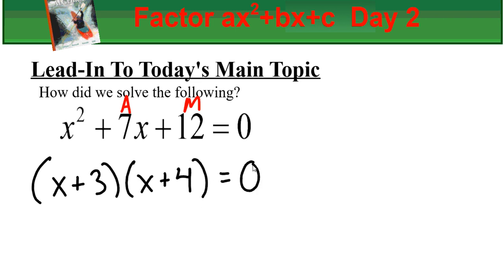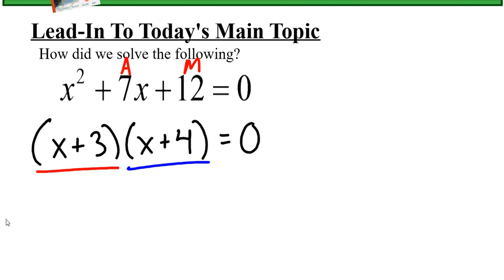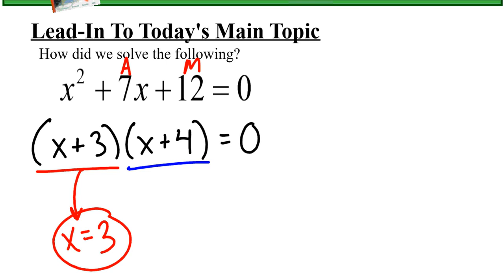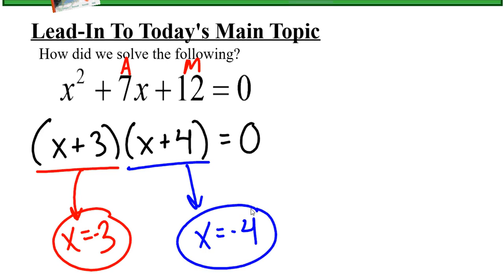Once I have it factored, if it's an equation, I can solve it. I have first thing times second thing, or if you will, red thing times blue thing equaling 0. What would x have to be to make the red thing be 0? X would have to be, sorry, a negative 3. I need it to be negative 3 plus 3. What would x have to be to make the second thing be 0? Negative 4. If either x equaled negative 3 or negative 4, it would make the original equation be 0.